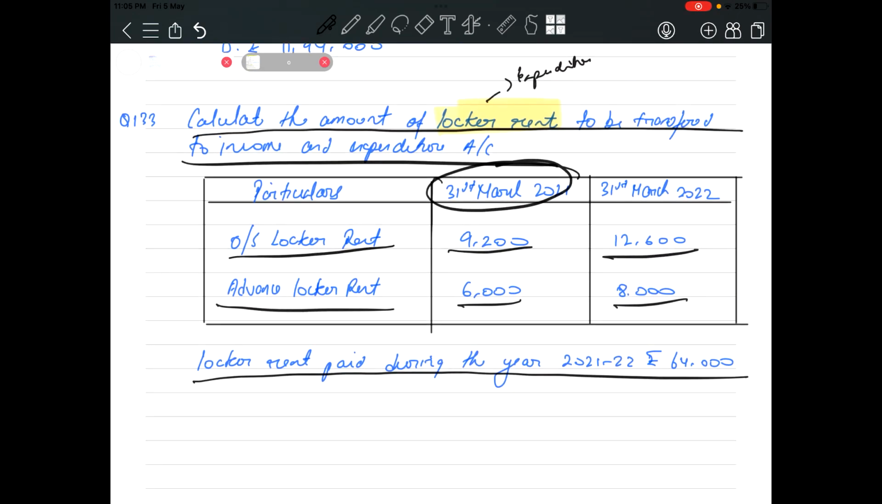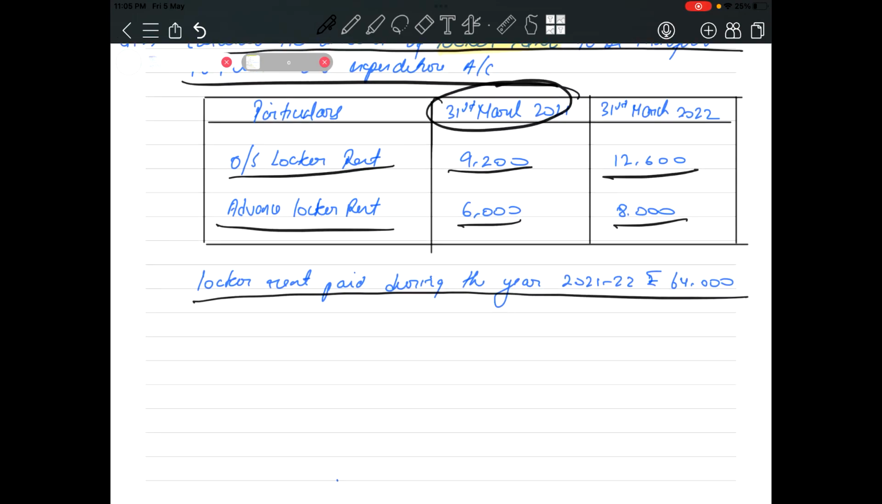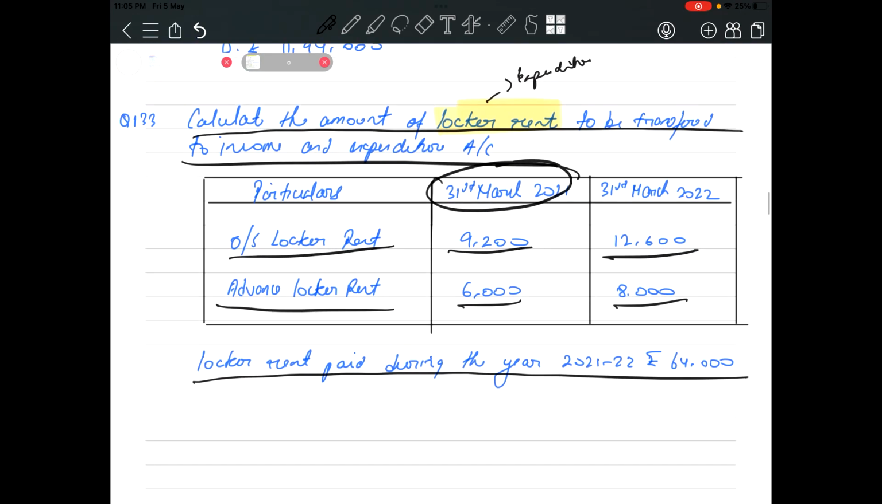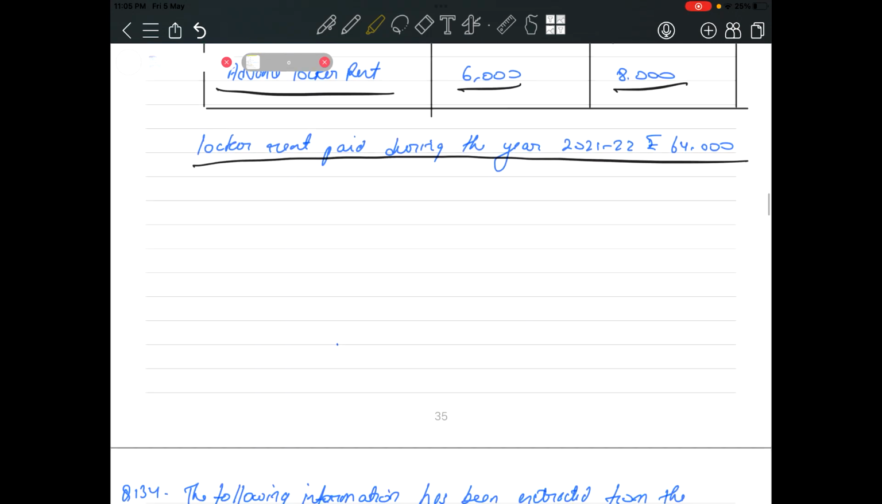So now here we will prepare local rent account. Let's see how we will find out the answer. We have to calculate the amount of local rent to be transferred to income and expenditure account. So now let's prepare a local rent account.